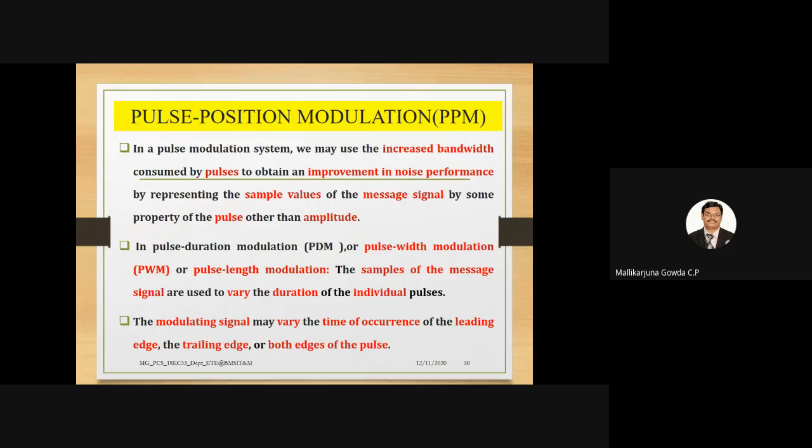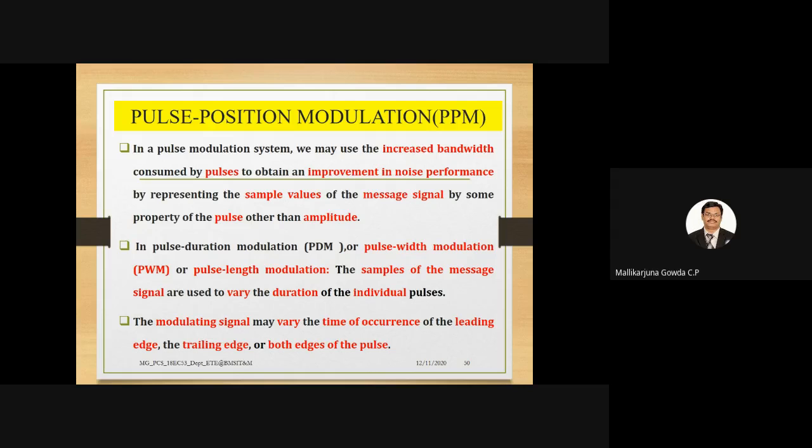In pulse width modulation, the samples of the message signal are used to vary the duration of the individual pulses. Means I have a message signal, then the carrier is pulses. So the width of that pulse is varied according to the amplitude of the message signal. That is pulse width modulation.